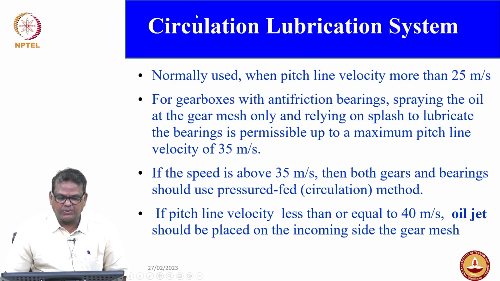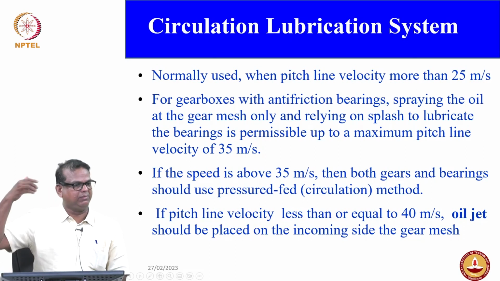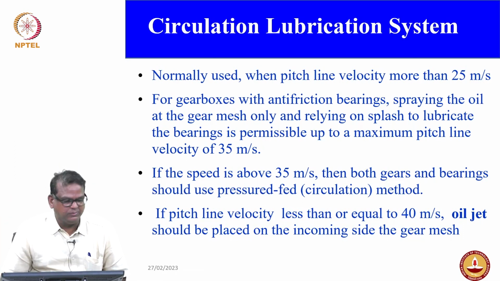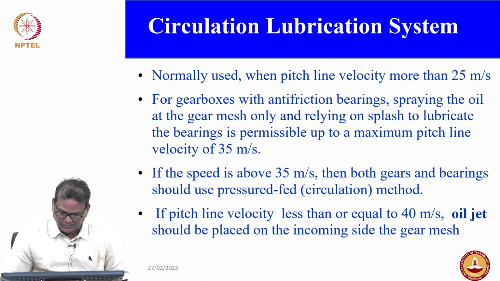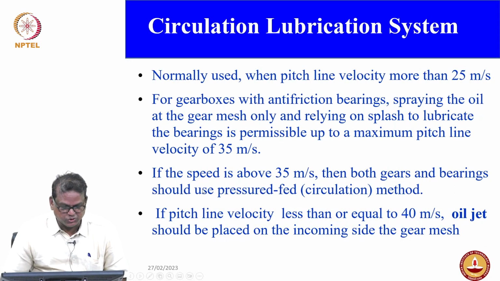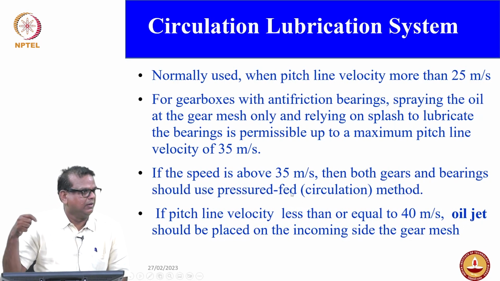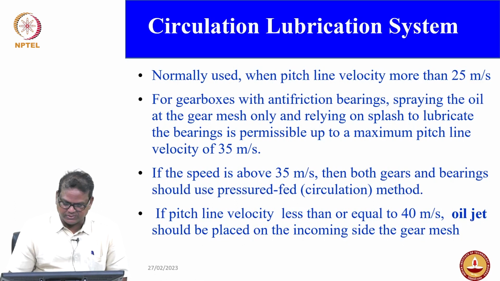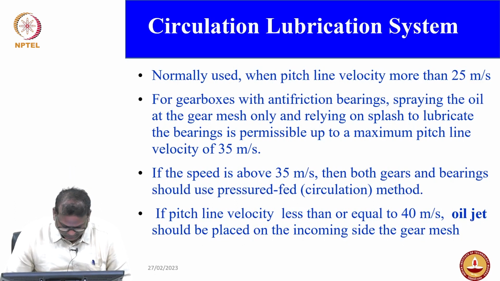Normally, I am talking about the circulation lubrication system. When the pitch line velocity is more than 25 meter per second, when you have a high velocity, in that case you can have a circulation lubrication method. For gearboxes with anti-friction bearings, spraying oil at the gear mesh only and relying on the splash to lubricate the bearings is permissible up to a maximum pitch line velocity of 35 meter per second. If the speed is increased above 35 meter per second, then both gears and bearings should use pressurized feed, which is the pressurized feedback system, in other words called the circulation method.